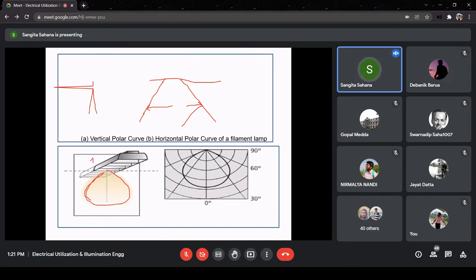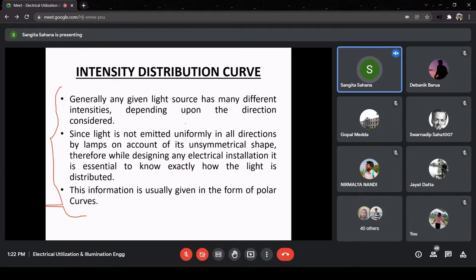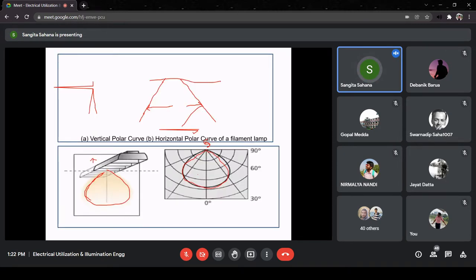In the upper hemisphere, there is nothing, it's zero. So that's why this is the line, how the light will be distributed around the source. The source is located here. This is also called the polar curve of a filament lamp. Any given light source has many different intensities depending upon the direction, since light is not emitted uniformly in all directions by a lamp, due to its asymmetrical shape. So while designing any electrical installation, it's essential to know how the light is distributed. Depending upon our requirement, we need to select the exact luminaire depending upon their intensity distribution. This information is usually given in the form of a polar curve. So this is called the intensity distribution curve or polar curve.